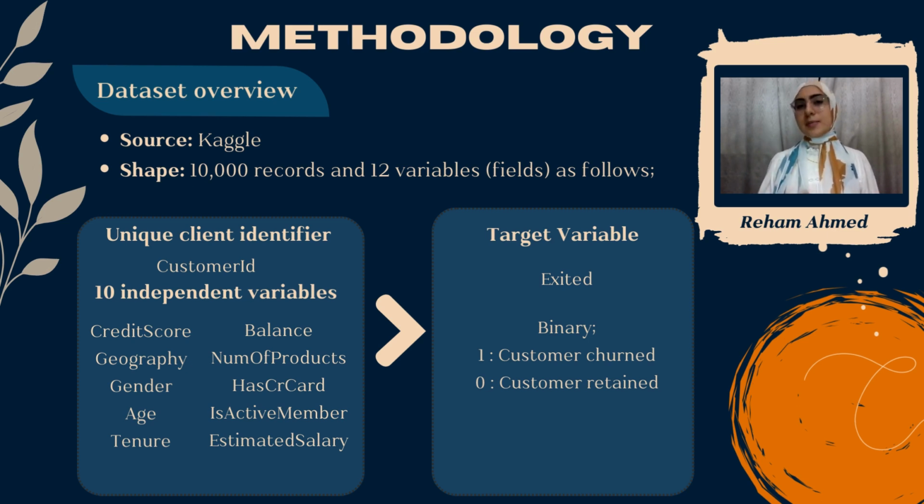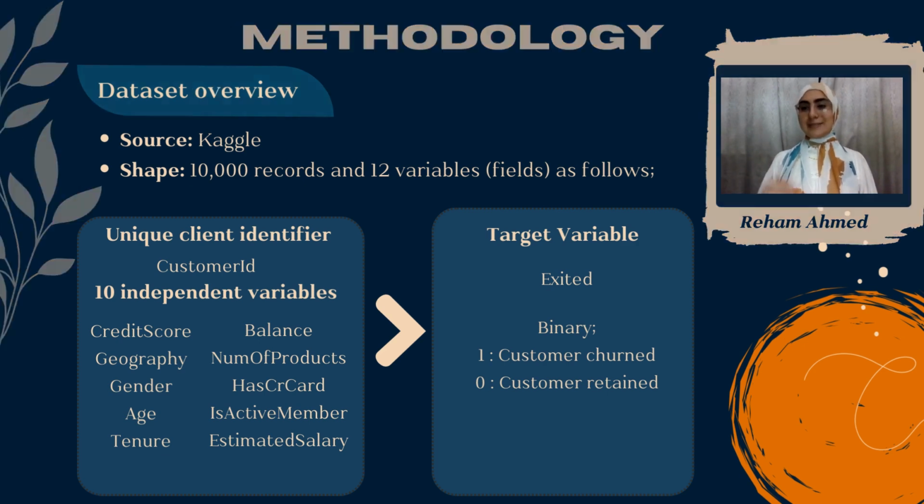This dataset is obtained from Kaggle to predict what's known as attrition in the banking field. It consists of 10,000 records and 12 variables as follows. The customer ID is treated as the unique client identifier, then 10 independent variables, namely credit score, geography, age, tenure, balance, number of products that he or she holds, a binary variable for whether he or she has a credit card or not, a binary variable for whether he or she is an active member or not, and estimated salary, all of which will be deployed to predict the target binary variable exited, which takes 1 if the customer churned and 0 if the customer is retained.